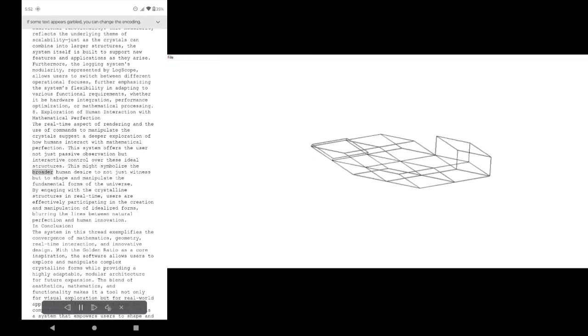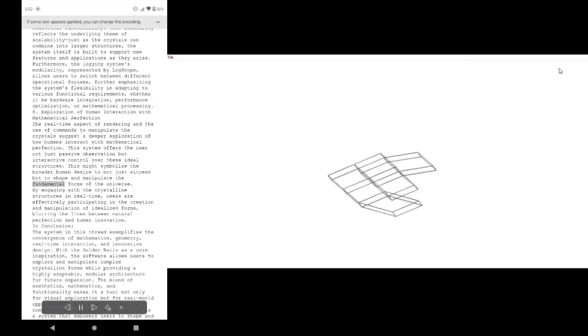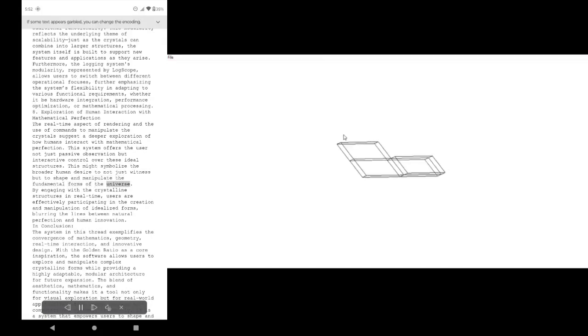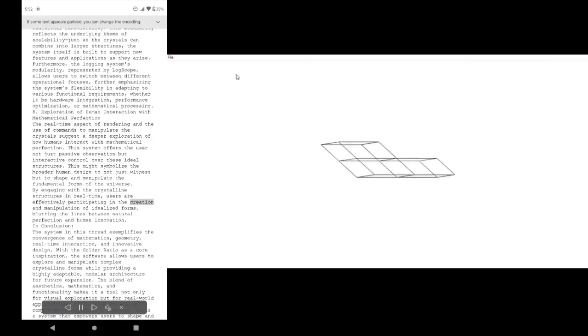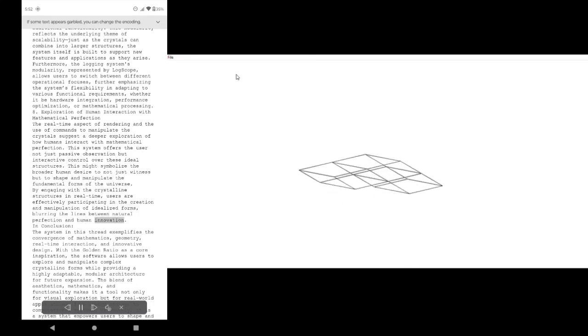This might symbolize the broader human desire to not just witness, but to shape and manipulate the fundamental forms of the universe. By engaging with the crystalline structures in real time, users are effectively participating in the creation and manipulation of idealized forms, blurring the lines between natural perfection and human innovation.